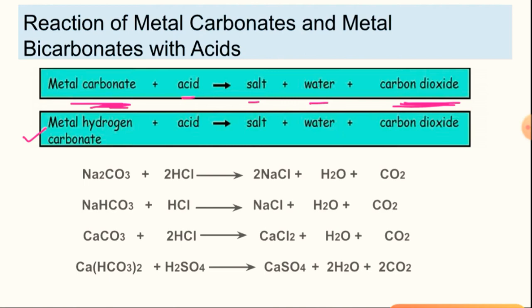Here, metal carbonate reacts with the acid, and here hydrogen carbonate is reacting with the acid, so they produce carbon dioxide and water. These are both products we definitely get whenever a carbonate reacts with an acid. Let's look at an example. Sodium carbonate, for example, we have taken, and as the acid we have taken hydrochloric acid.